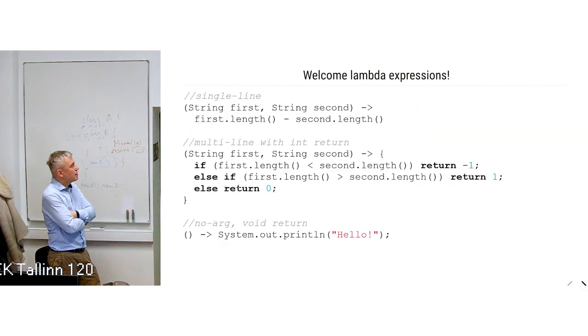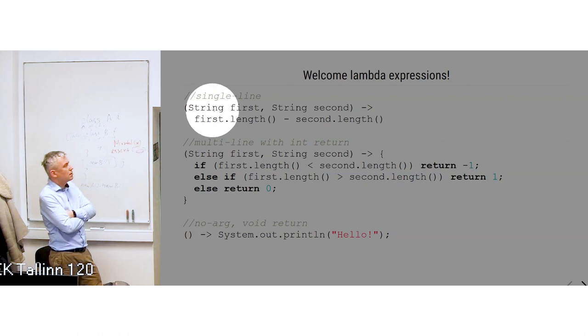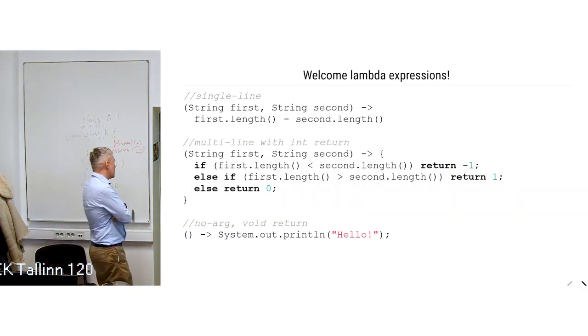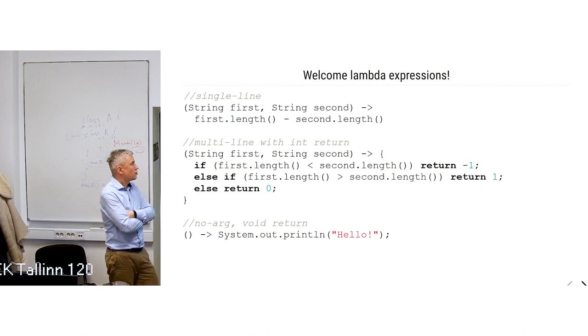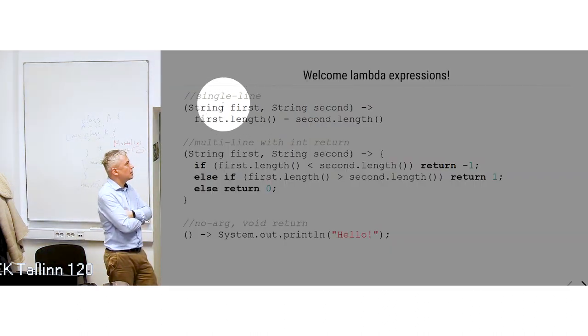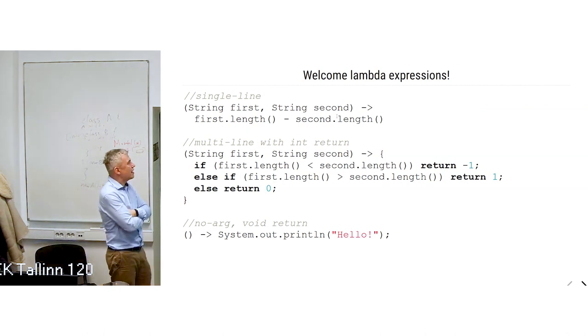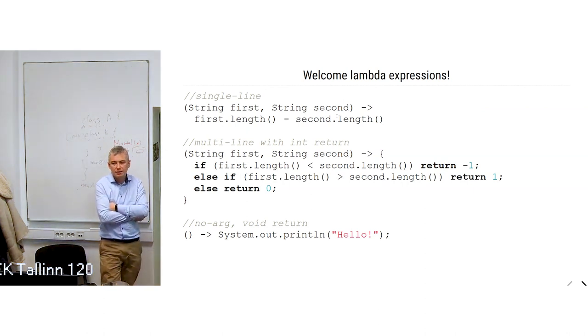We just write it like this. A single-line lambda expression that takes two arguments, string first and string second, and returns an integer. So lambda is actually a function, and a function has arguments and a return value. Here we have a lambda that takes two strings and returns an integer. And this lambda can act as the Comparator interface.